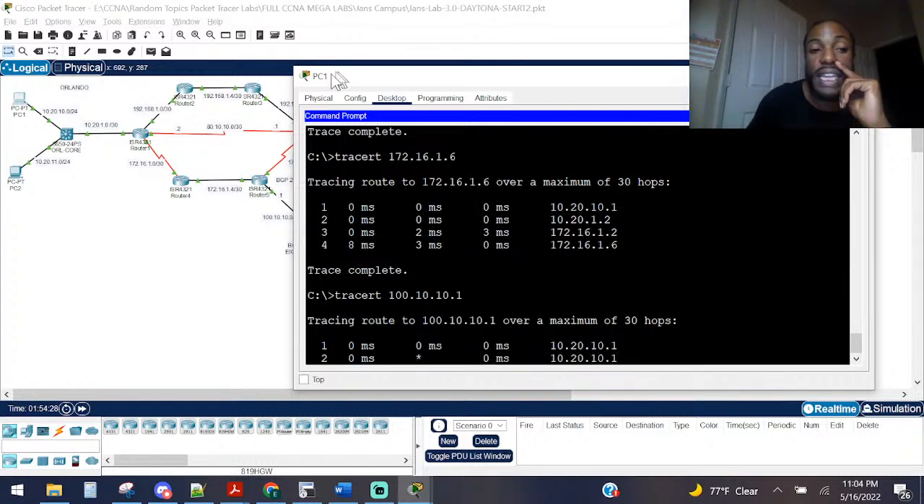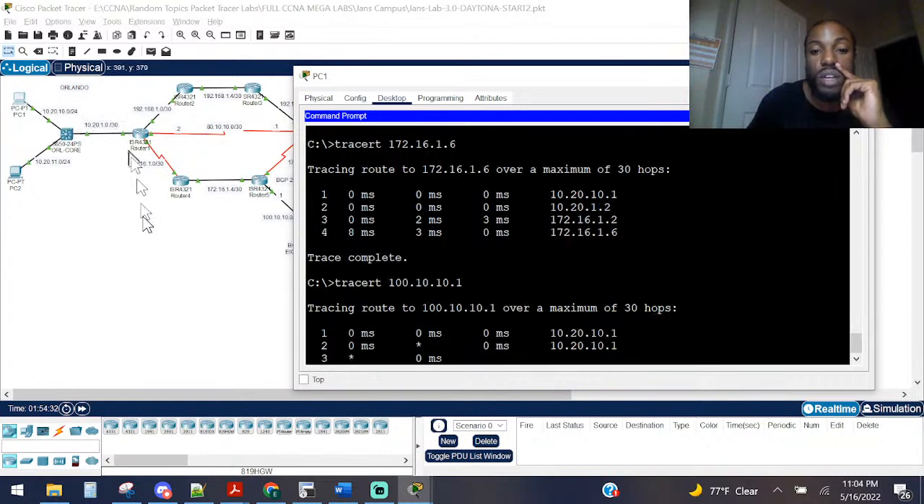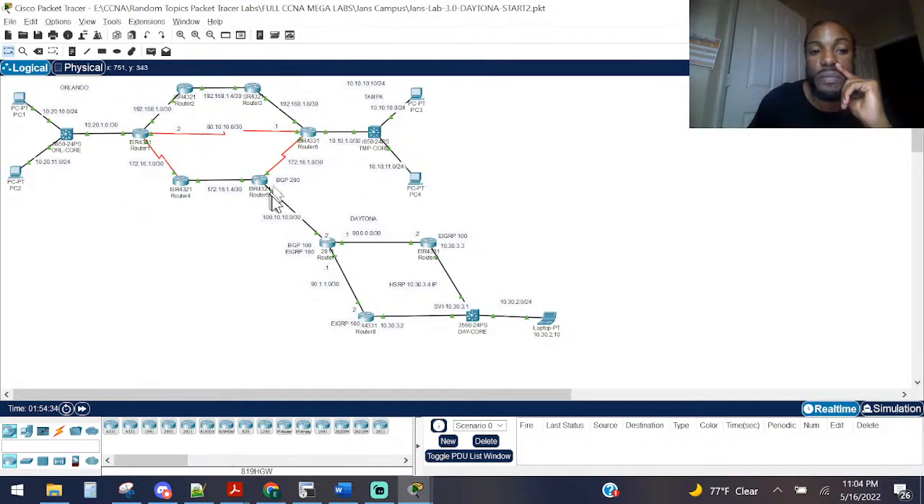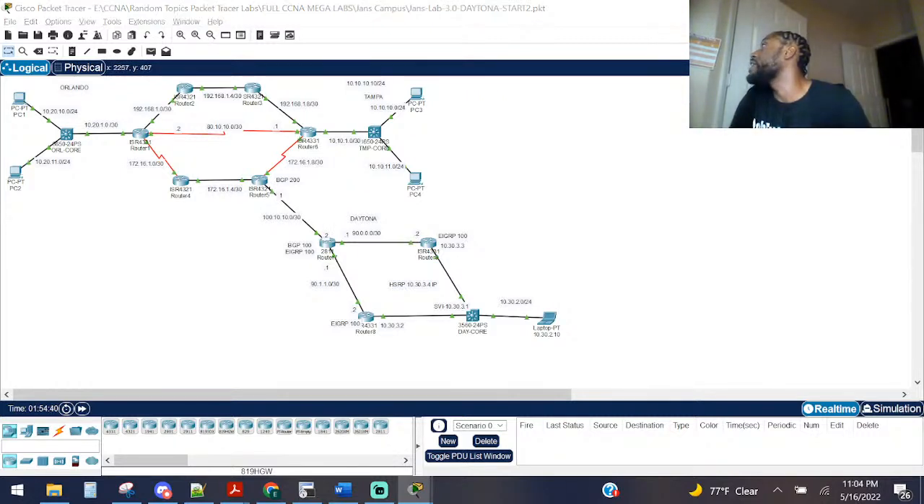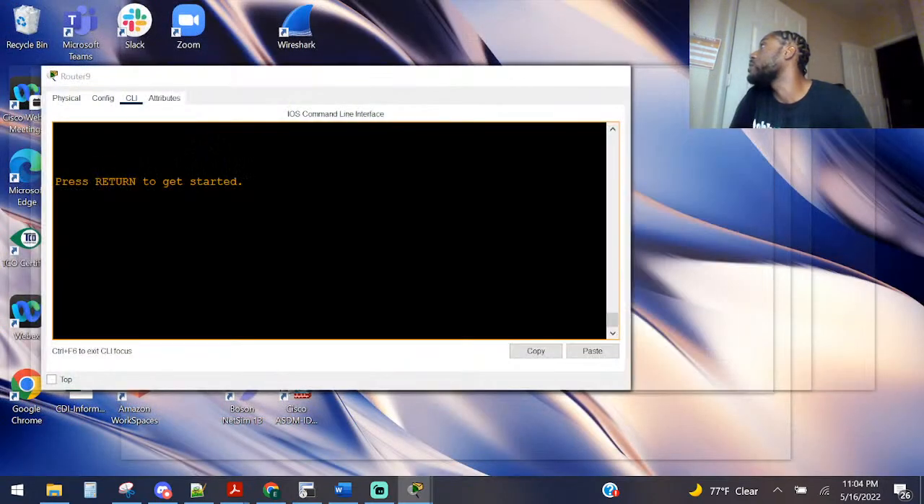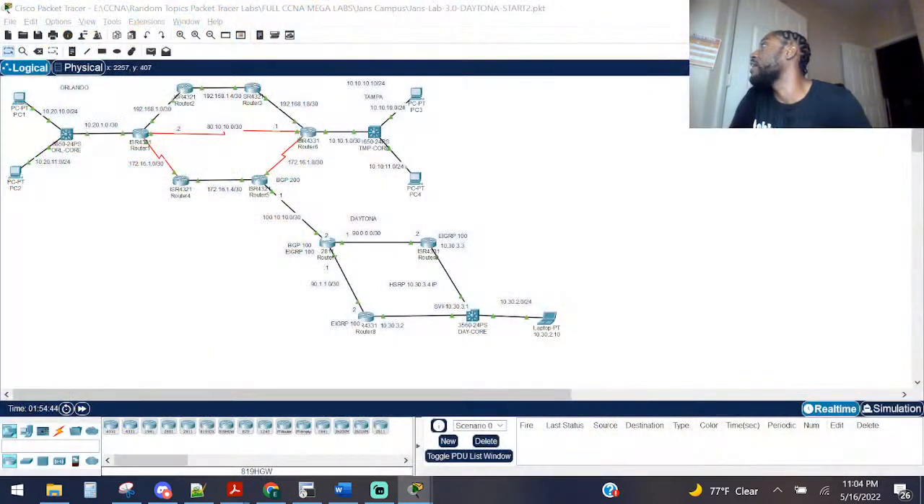I can't see. So I'm doing a traceroute to this back here, 110.10.0. I'm gonna look over here at what I did and close all these windows, because I gotta work in the morning.